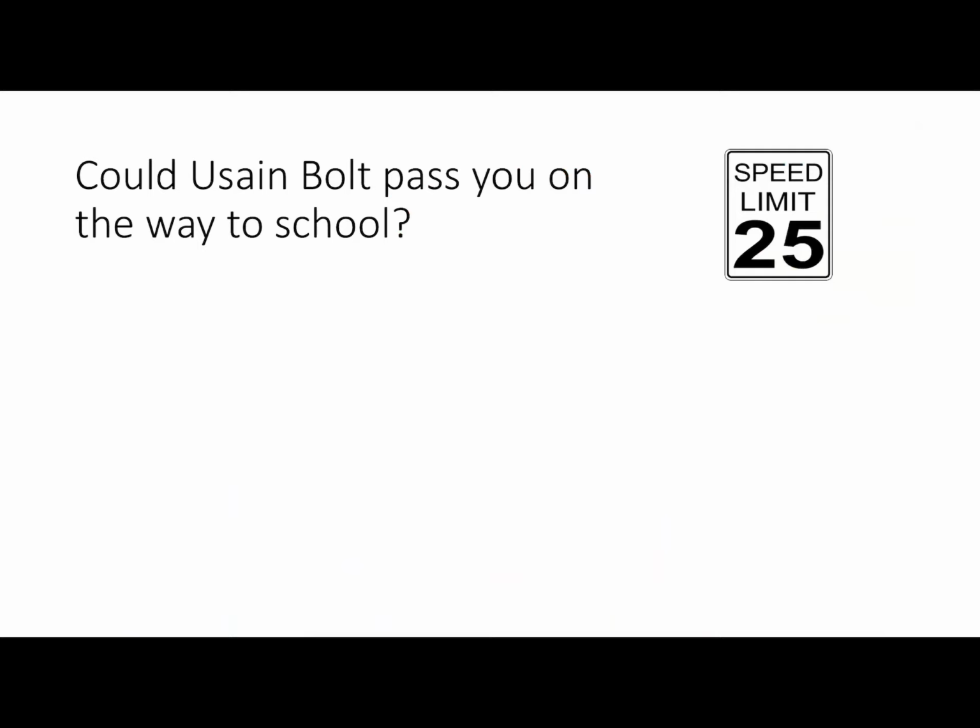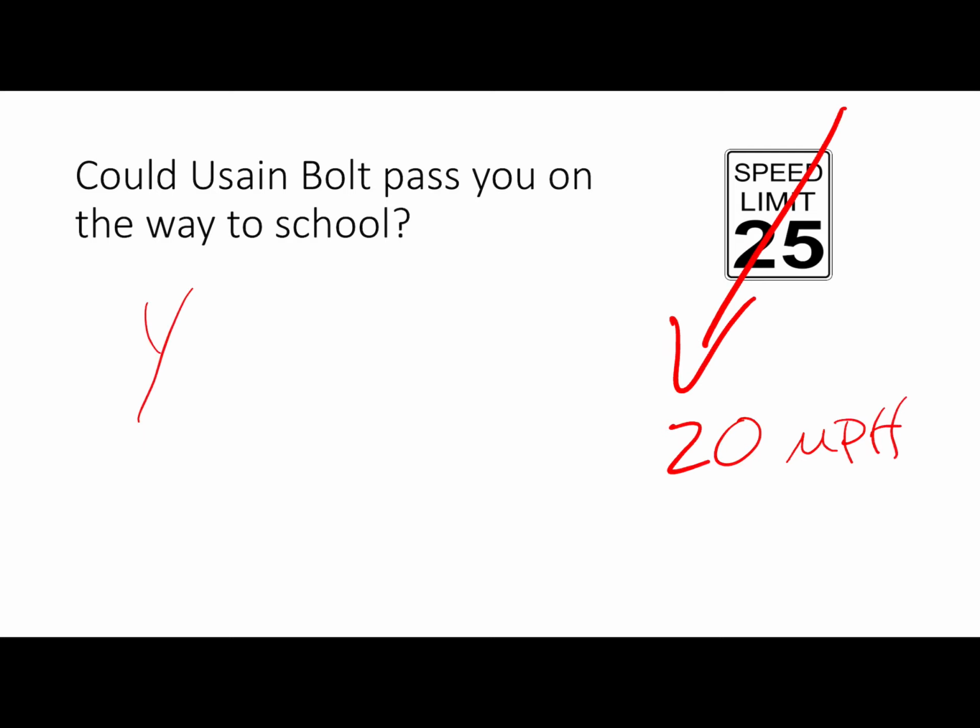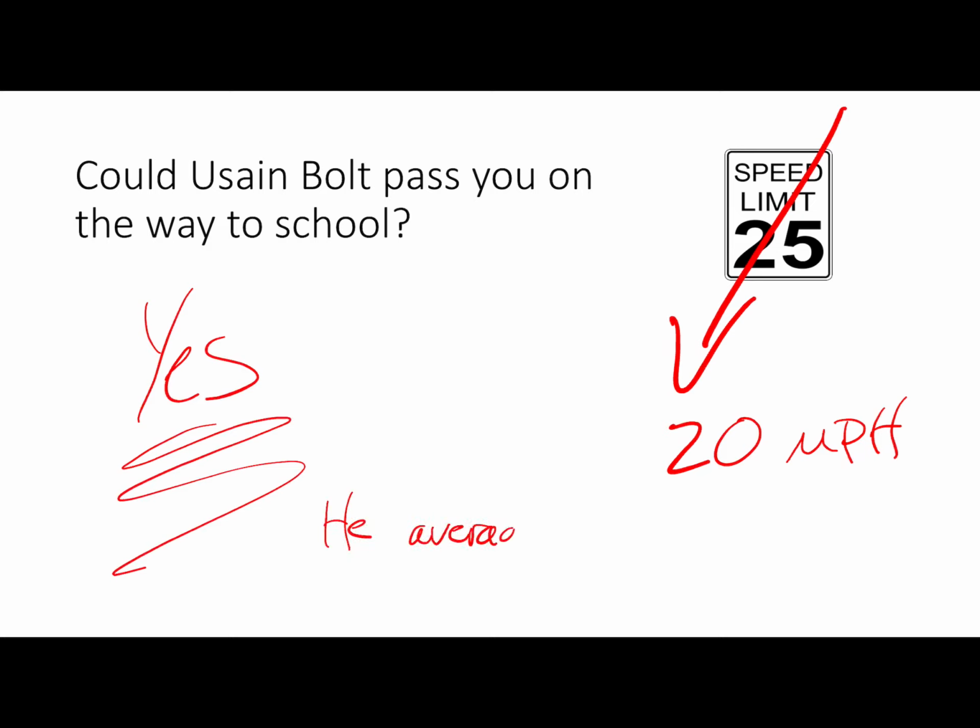But it makes me think of something. Could Usain Bolt pass you on the way to the school? And normally the speed limit is 25, but not in a school zone during school hours, in which case the speed limit is 20 miles per hour. So yes, he could pass you because he averages 23.3 miles per hour. And that is really cool.